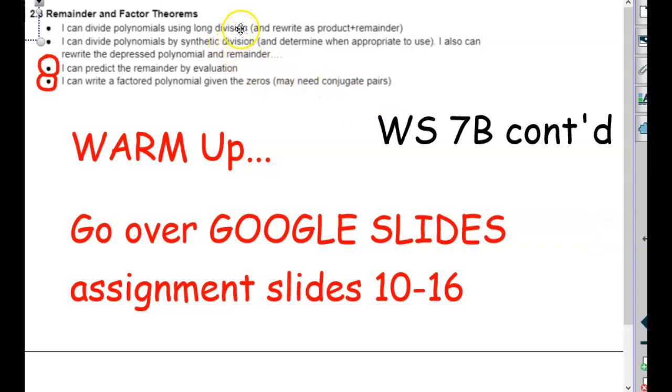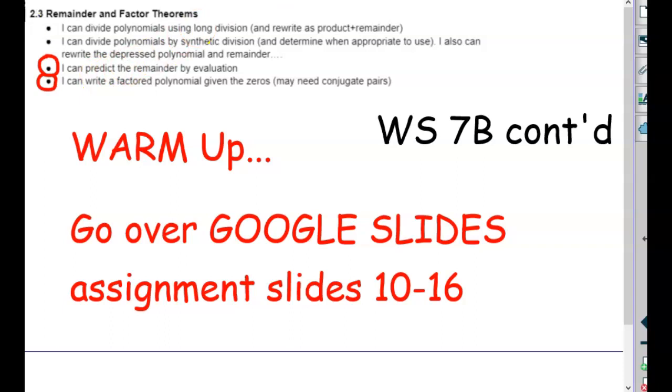So our learning targets yesterday were about long division, which we just did a warm-up on. There was also a little bit of synthetic division on that warm-up, but I didn't assign practice on synthetic division because we're going to do a whole bunch of it today. Today we're going to learn about what the factor theorem and the remainder theorem actually say. And we're going to talk about predicting.